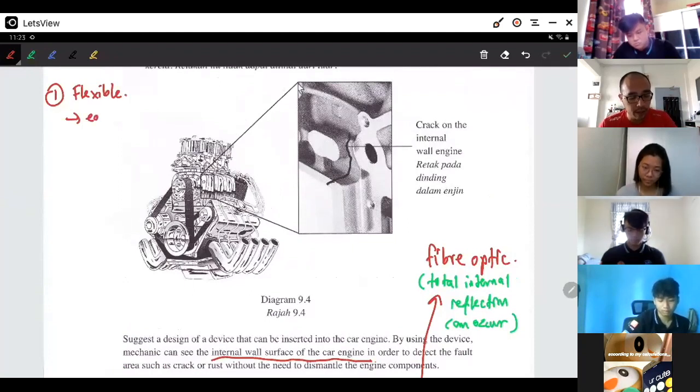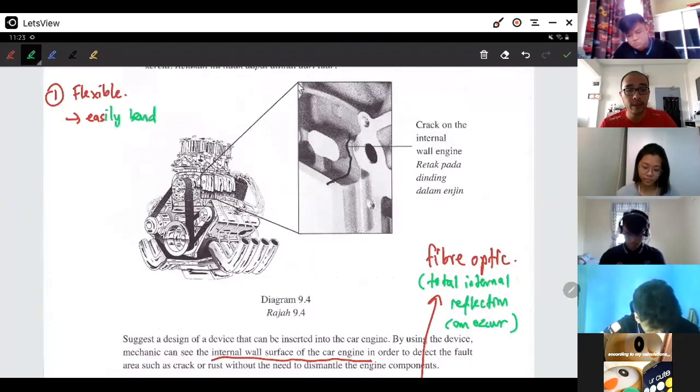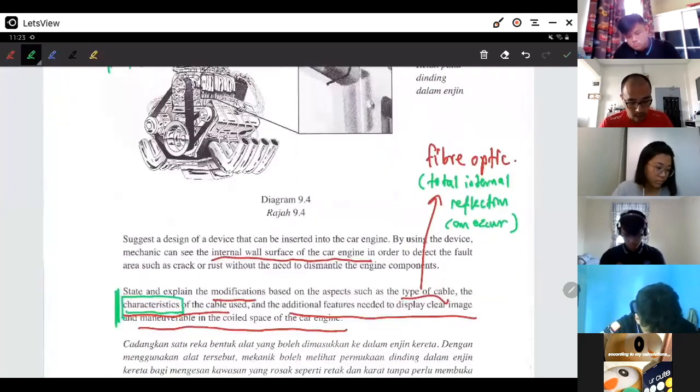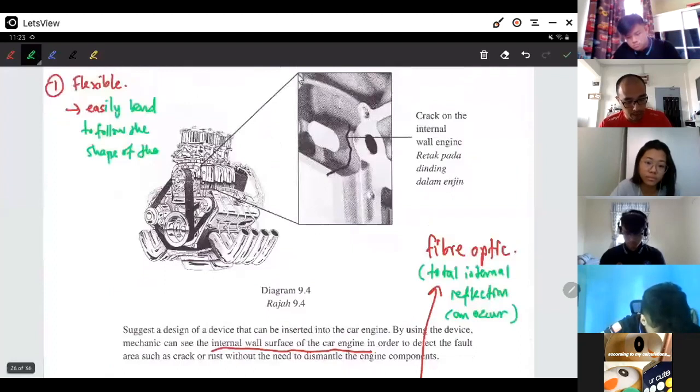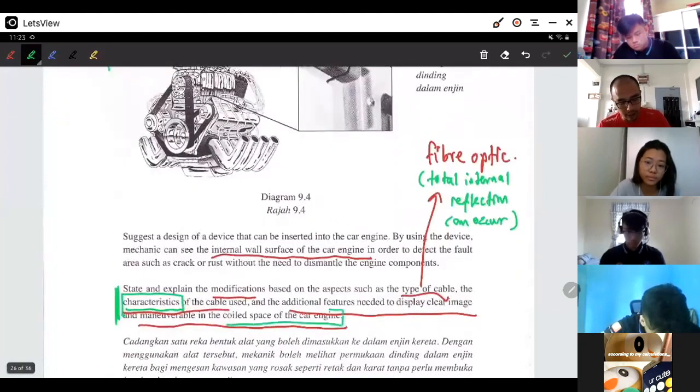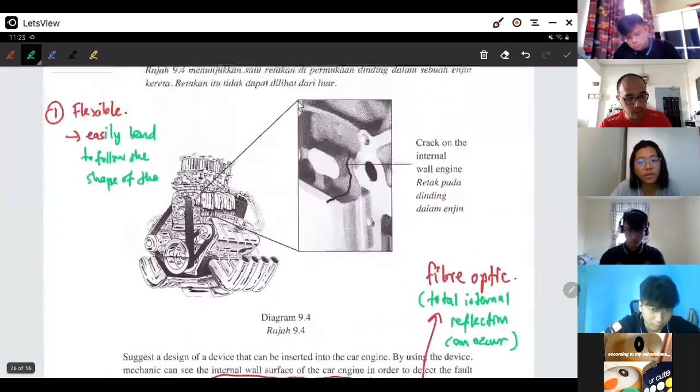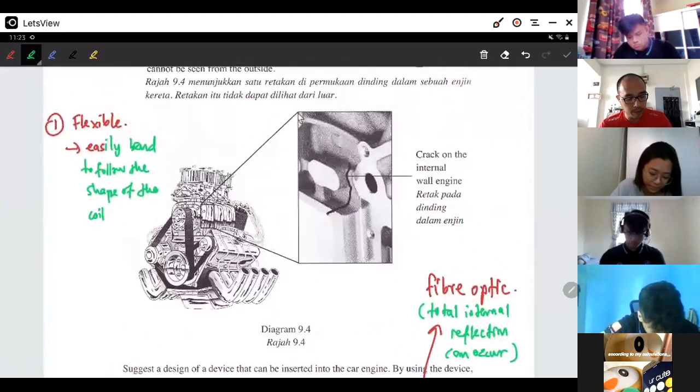Flexible. Then you can say it will be, oh sorry, in green, easily bend, senang untuk dibengkokkan, to follow the shape of the, is it coil? Yeah, coil, kan sini. Coil space of the car engine. In shape of the coil space. So one characteristic is flexible.